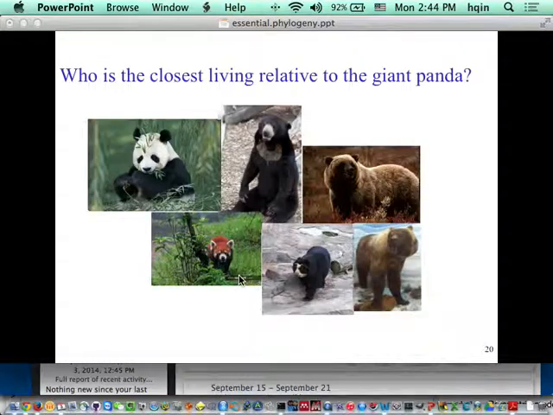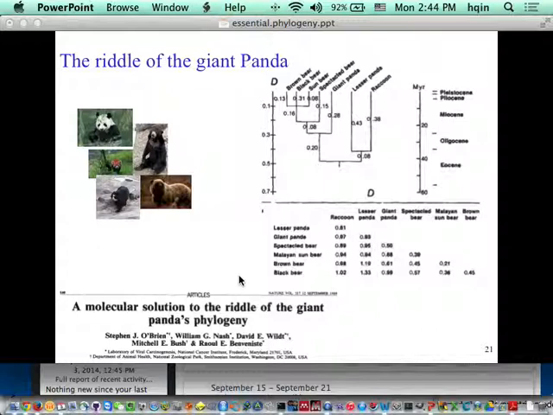Now, this is a fun part, at least. The question is, which one is the closest living relative to the giant panda? This was a big deal because in 1985, it was a Nature paper. In 1985, people still disagreed. At least the first person who actually generated a tree to describe this made it into a Nature paper. But today you can do this by just clicking a button. Of course, I provide the sequence to you, but it's not a big deal anymore.